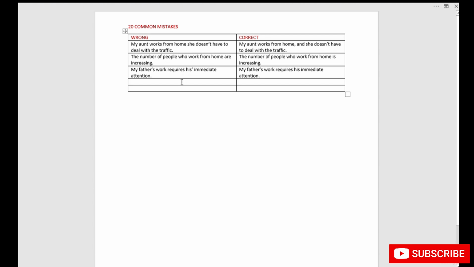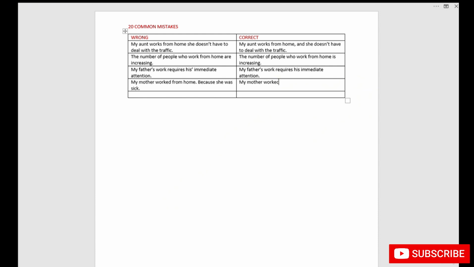Now the fourth example is related to sentence fragment. Basically, there is a related idea, but this idea is written as a separate sentence, which is a mistake. For example, my mother worked from home. Because she was sick. Now, a sentence needs a subject and a verb, and they cannot be separated. So the correct version would be, my mother worked from home because she was sick.